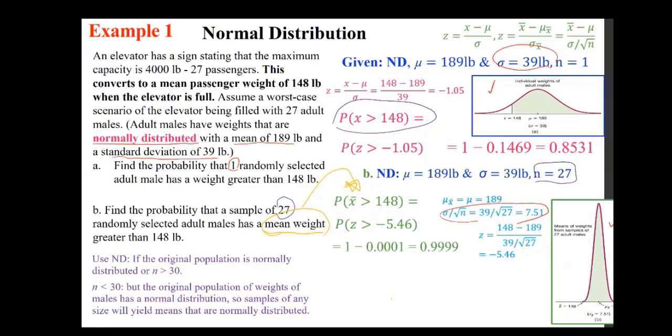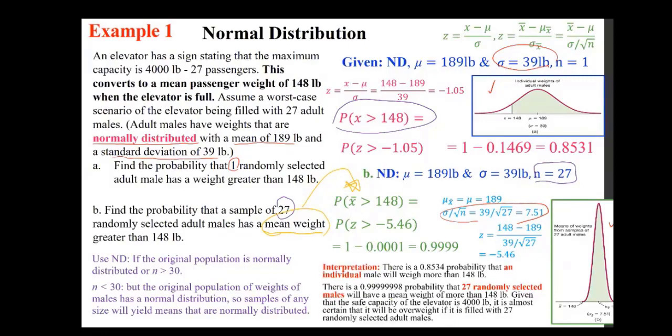So it's almost 100%. So here's the interpretation. There is a 0.8534 probability that an individual, just one individual, will weigh more than 148 pounds. However, there is an almost 100% probability, 0.9999. You see, there are a lot of nines and then an 8 if you use the technology.